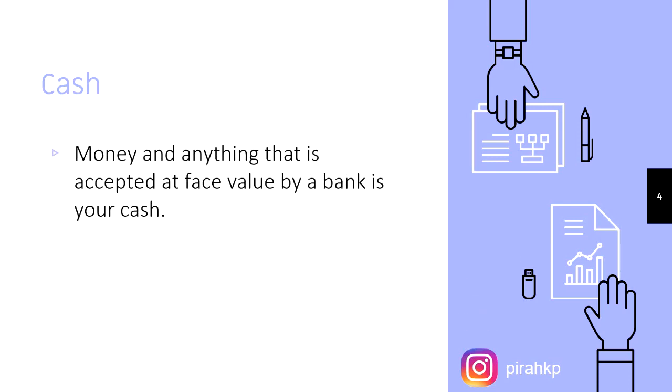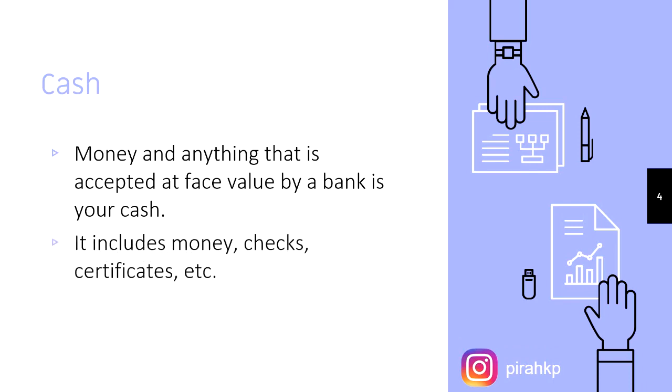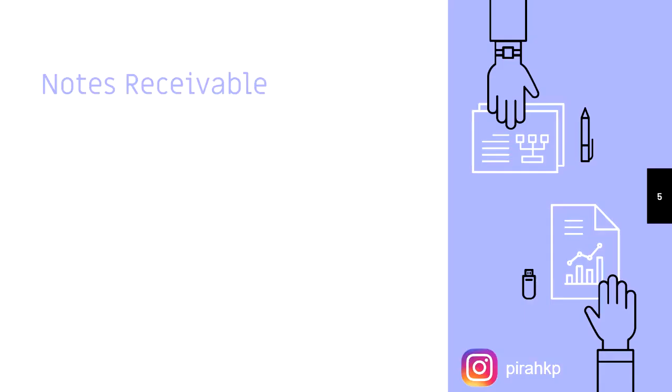Alright, first one is cash. Money and anything that is accepted at face value by a bank is your cash. What is face value? Basically, if you give something, you get the amount that is written on it, such as a check. If there is $10,000 written on a check, you won't get $9,000 or $11,000. You are only going to get $10,000. This is face value. Just like that, there could be drafts, certificates, and all those things are included in cash.